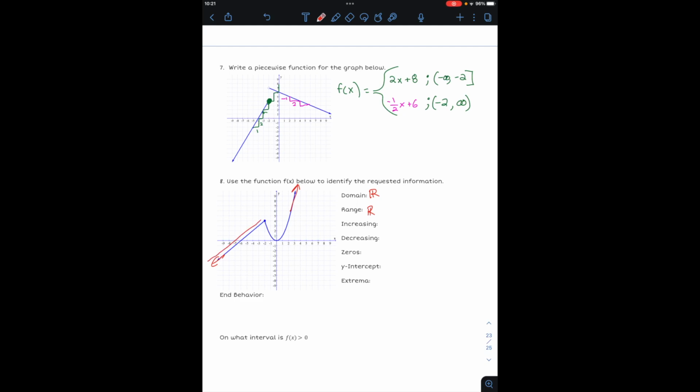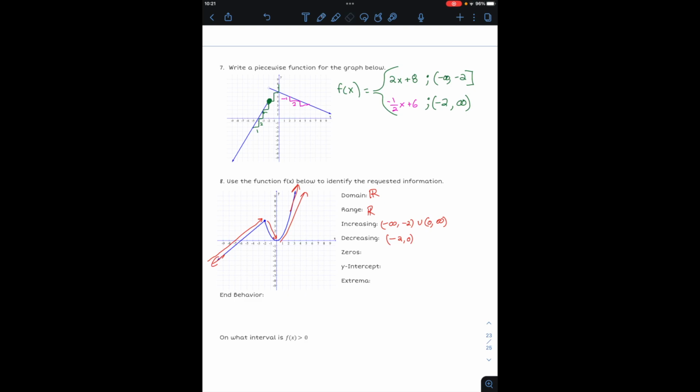We are increasing. So as we go left to right, we're increasing from here to here. Then we go down for a little bit to that vertex, and then increase to infinity. So we're increasing from -infinity all the way to -2. And then we start increasing again from 0 to infinity. Meaning we must be decreasing from -2 to 0.